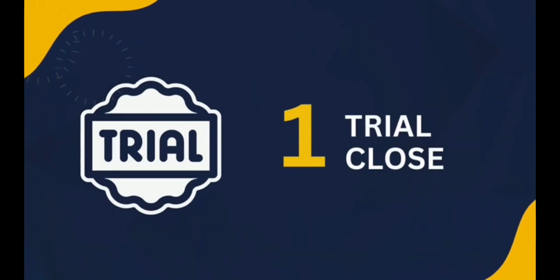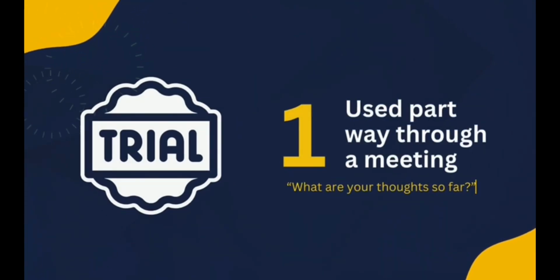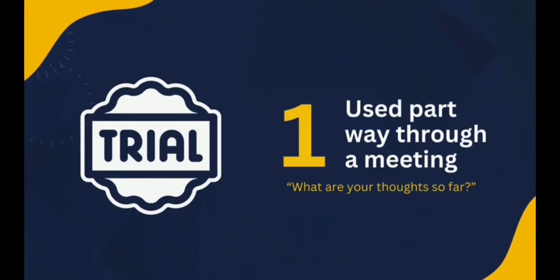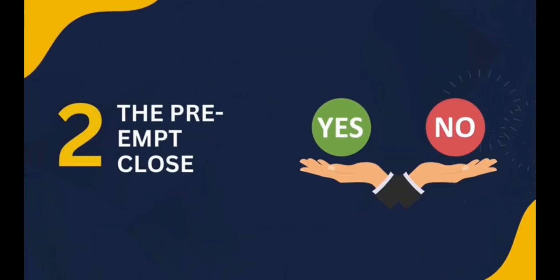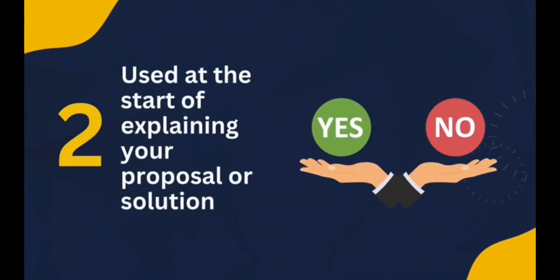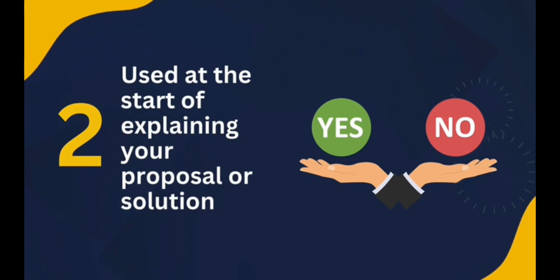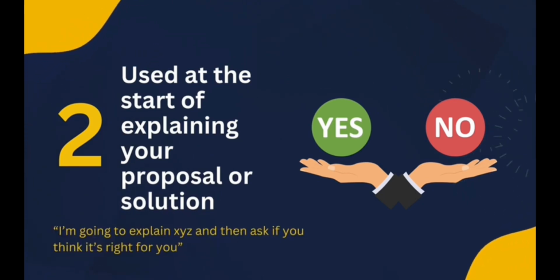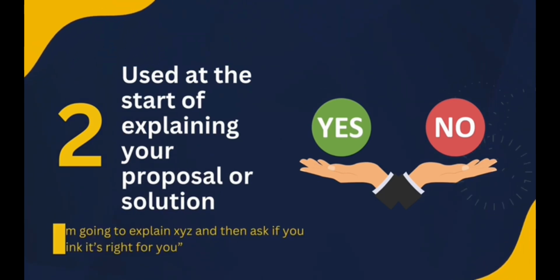1. Trial close. Use partway through a meeting. For example, what are your thoughts so far? 2. The preempt close. Used at the start of explaining your proposal or solution. For example, I'm going to explain XYZ and then ask if you think it's right for you.